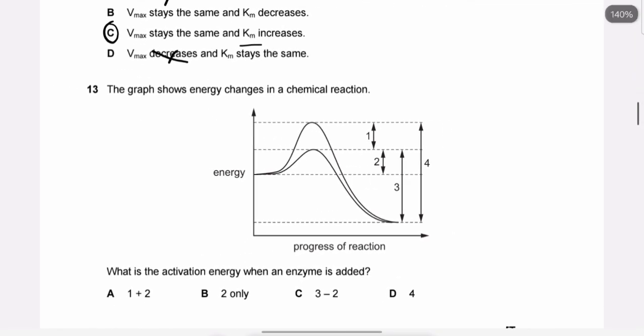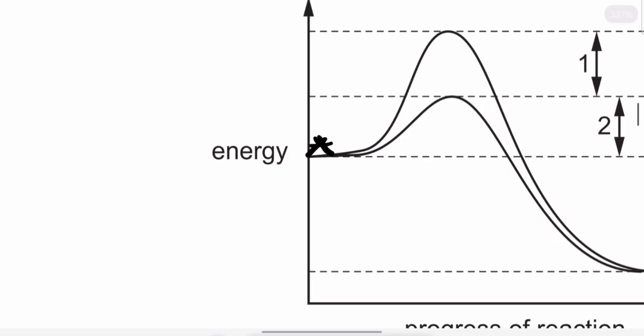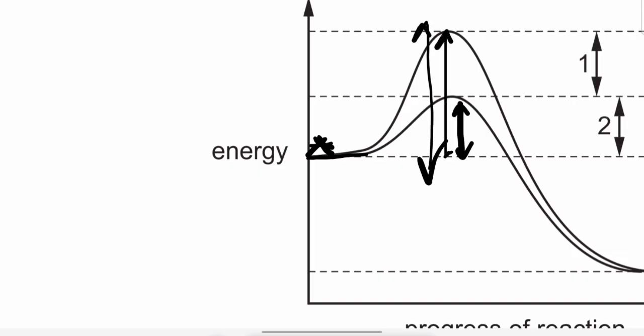And for the arrows to show activation energy, they start from reactants. We know our reactants will be over here and go all the way to the peak. So they should be starting here. Either we're taking this peak or we're taking this. But we can take this because it's longer than this one.